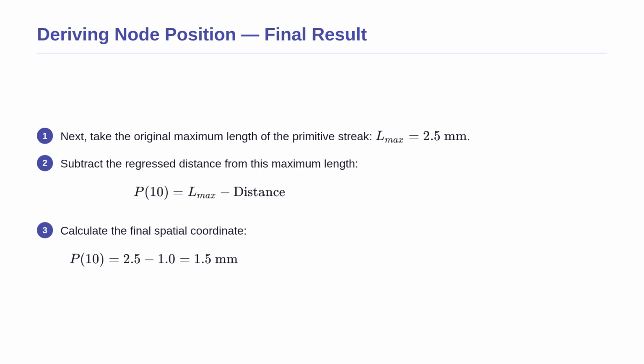Now for the final step of our logical derivation. We know the node started at the very top of the primitive streak, which we defined as L max, or 2.5 millimeters from the tail. We also just calculated that it traveled 1.0 millimeters backward. To find its current spatial coordinate, we simply subtract that traveled distance from the original maximum length. 2.5 minus 1.0 gives us our final position of 1.5 millimeters.